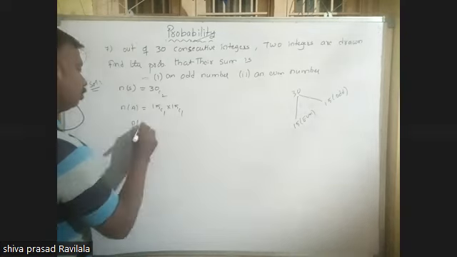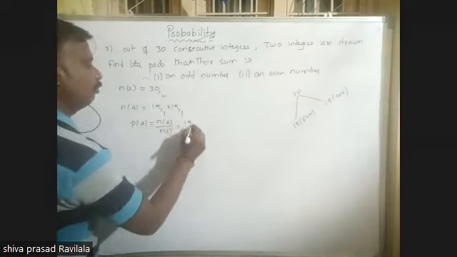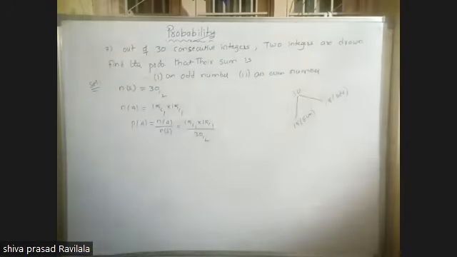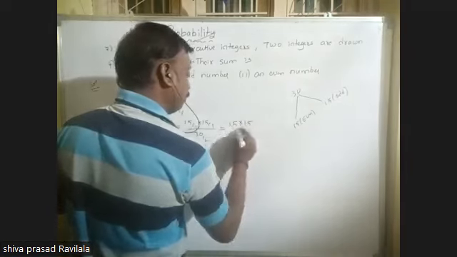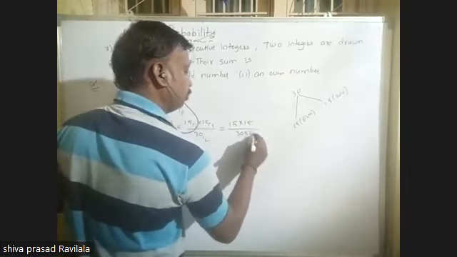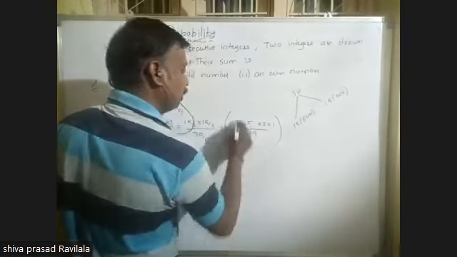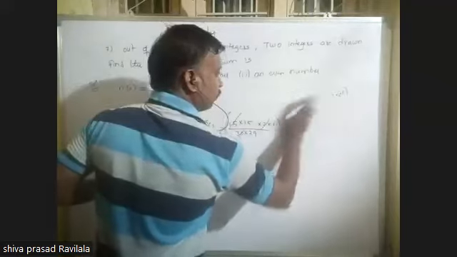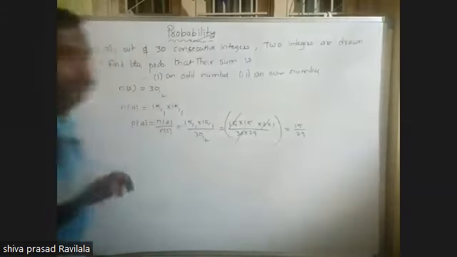Therefore, P(A) is equal to n(A) by n(S), which is equal to 15C1 into 15C1 by the denominator 30C2. Calculation: 15 into 15 by the 30C2 value. 30 into 29 by denominator 2 into 1. The 15 twos are 30, so this 30 cancels. Here the answer: the probability of getting an odd number when you take 2 numbers is equal to 15 by 29.